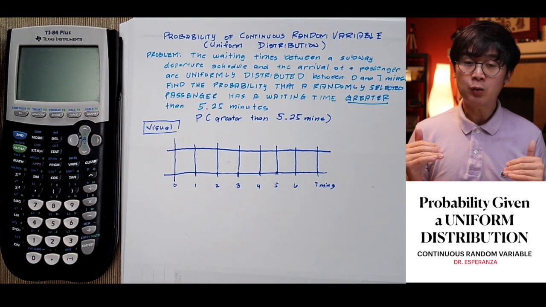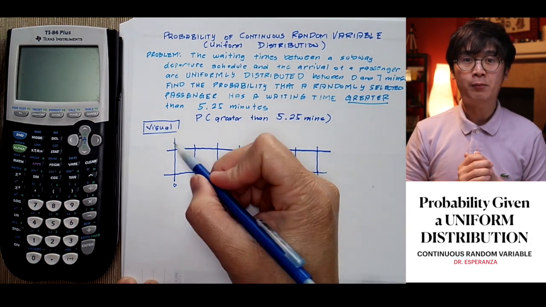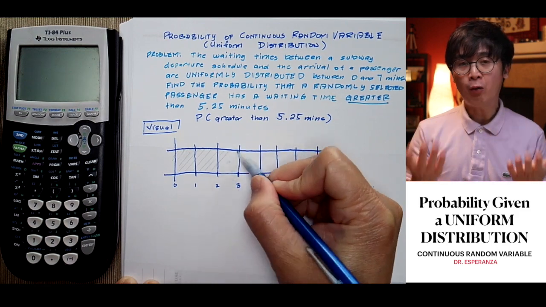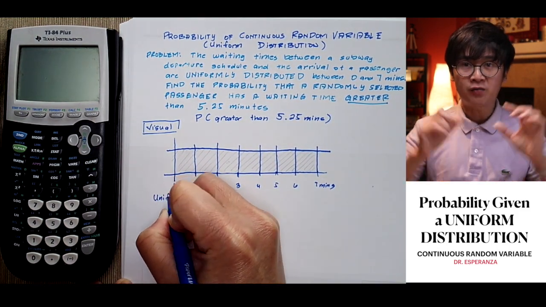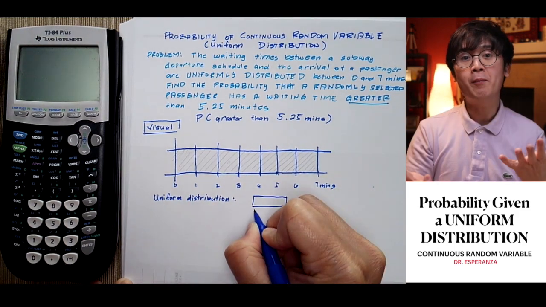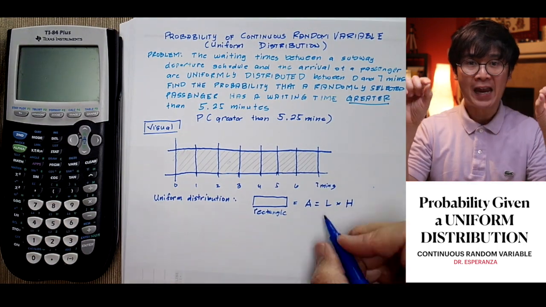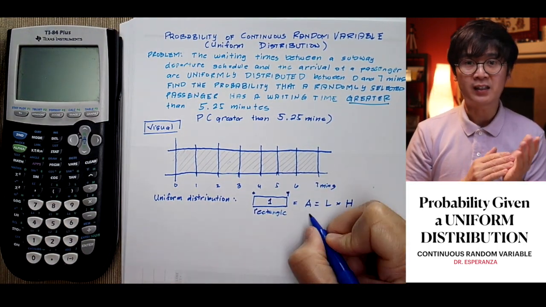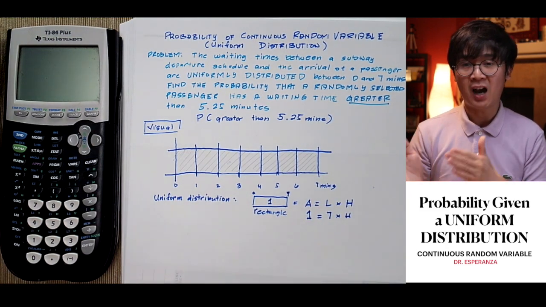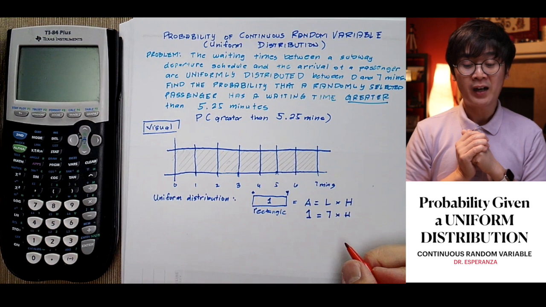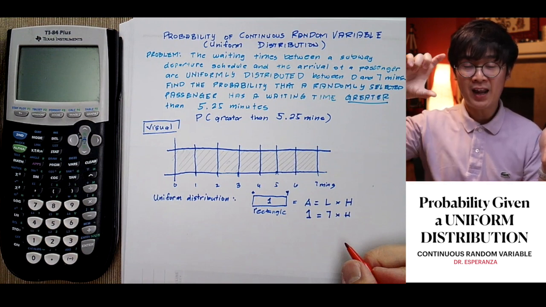What we're going to be working on is to find the height of our distribution, and to be able to do that, you will notice that our distribution is resembling a rectangle, just like what I've mentioned. To find the height, we're going to be using geometry. In geometry, the area of a rectangle is A equals length times width, or length times height in this particular rectangle. Our length is going to be from 0 to 7 minutes, and the height is what we're going to be looking for.